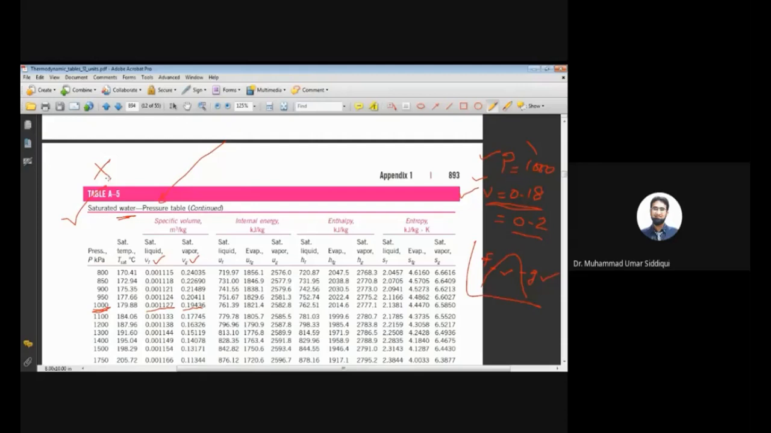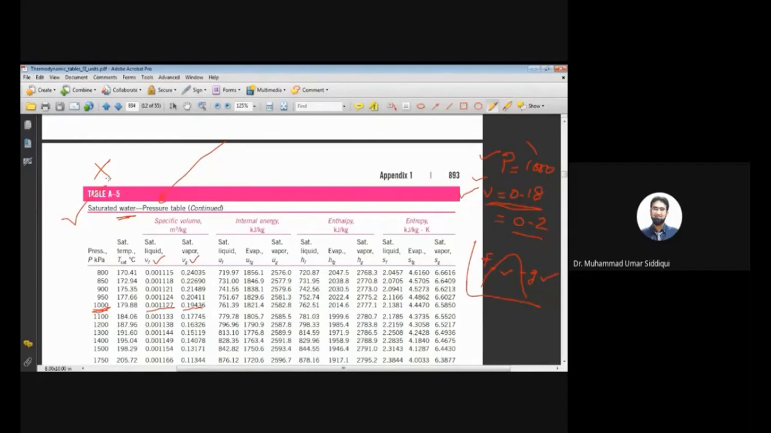Corresponding to the pressure, we see the VF. Since the other property was V, we see the VF and VG, and we compare them with the value of V that we have. Based upon that, if our value is greater than VG, we say that we are in the superheated region. If our value is between VF and VG, that means we are in the correct table.